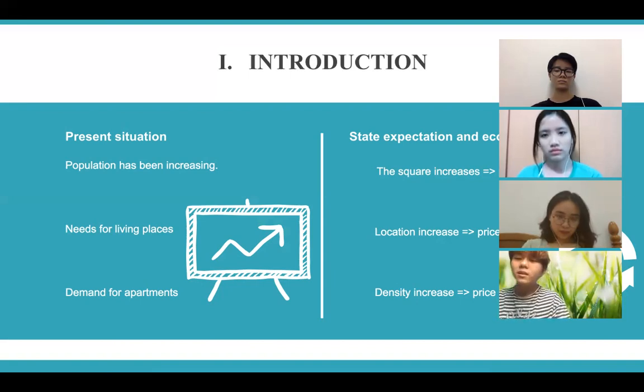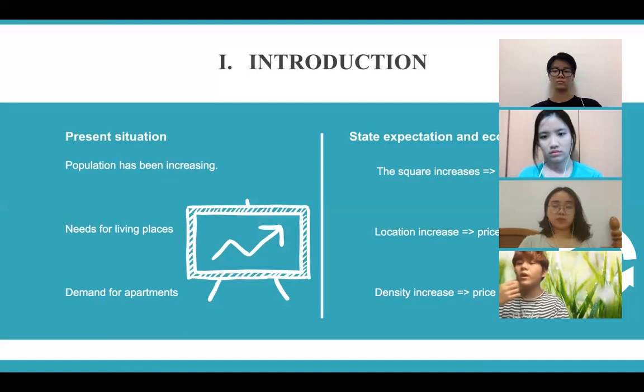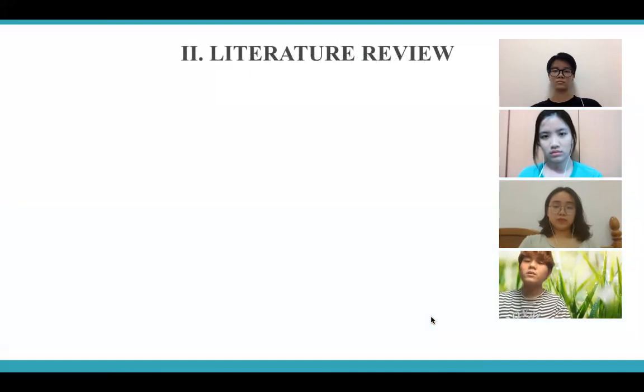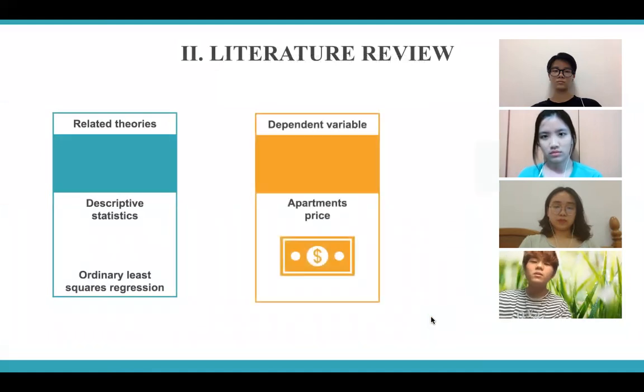So now here's some expectation and economic implication. We expect that the square increase will make the price of a flat increase. However, the location and the density have a negative effect on the price. Like when the location decrease and density decrease, it makes the price increase. So now we move on to the next part, literature reviews.